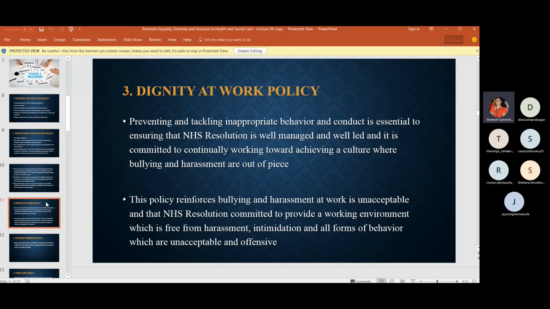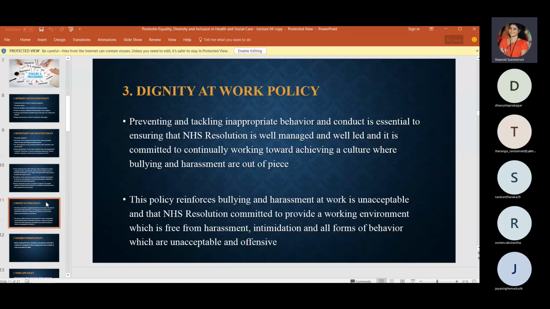So we can prevent harassment and bullying. This policy reinforces that bullying and harassment at work is unacceptable, and that NHS Resolution is committed to providing a working environment which is free from harassment, intimidation and all forms of behavior which are unacceptable and offensive. Yes, it is not only for the United Kingdom; when we talk about all over the world and any kind of community and workplace, it is a must.